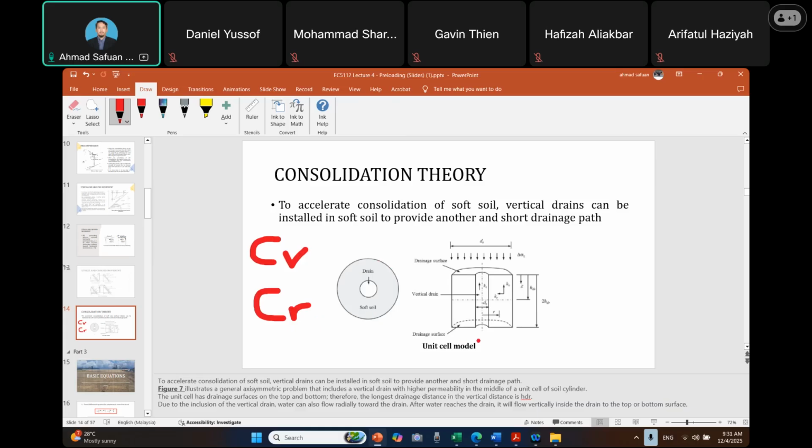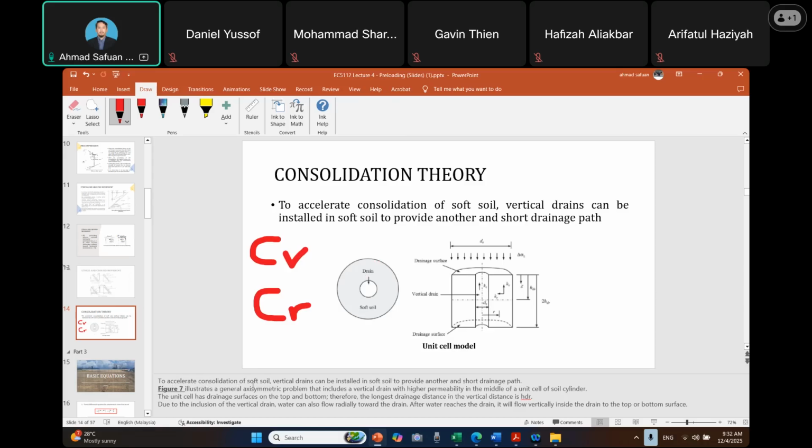So how to get the CR and CV? It depends on the KV and KR. However, in the vertical drains, during the installation process, there will be an effect of smear. So we may consider it during the operations for the vertical drains.